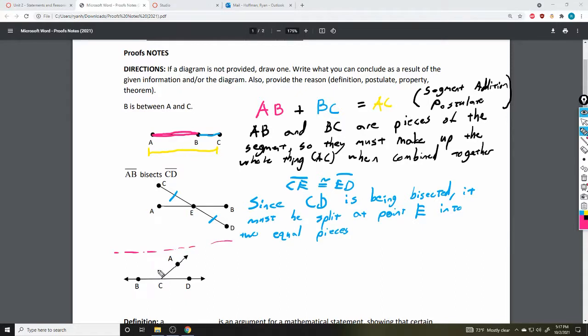More specifically, I'll give you a hint that we're going to say something about the angles here.